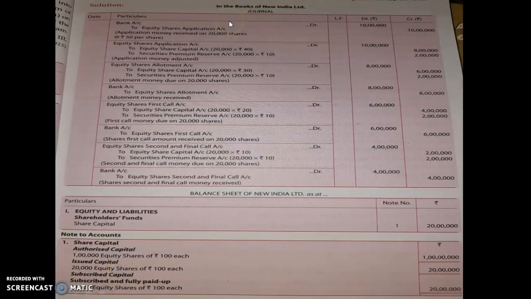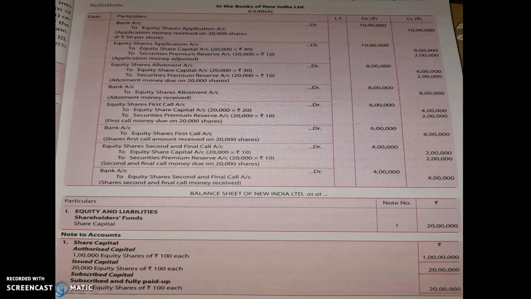Moving further, let us do this journal entry. In the books of New India Limited, journal. The first journal entry related to this problem is bank account debited to equity share application account. So you have received the application money on 20,000 shares at the rate of rupees 50 per share. So what is the amount you will have in total? You have received 20,000 into 50, that makes it 10 lakh rupees.